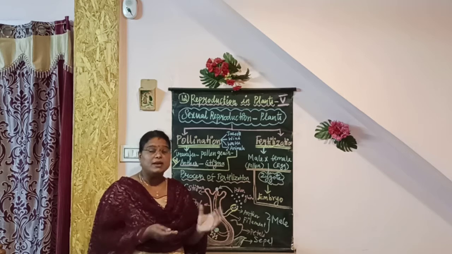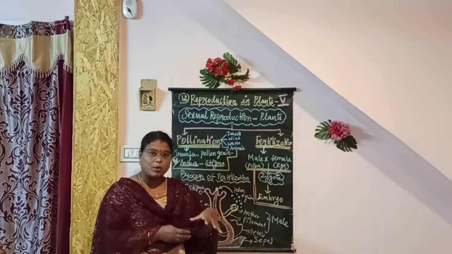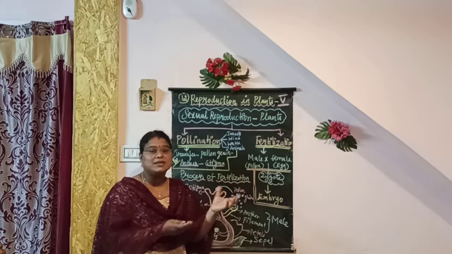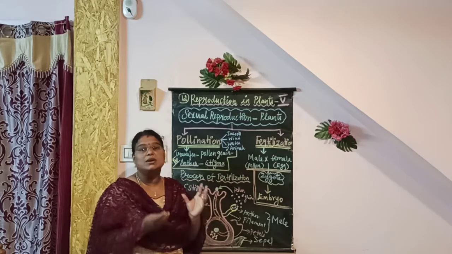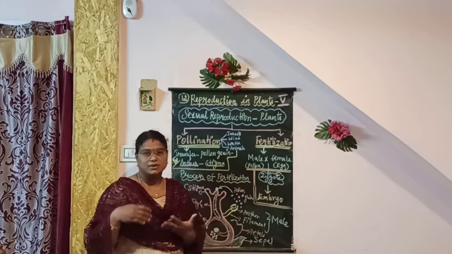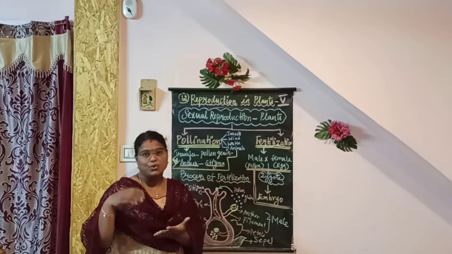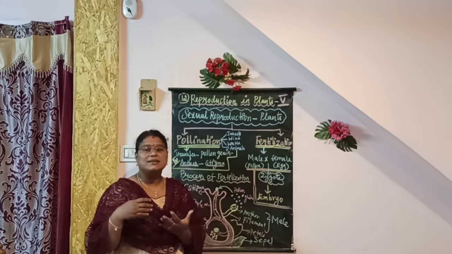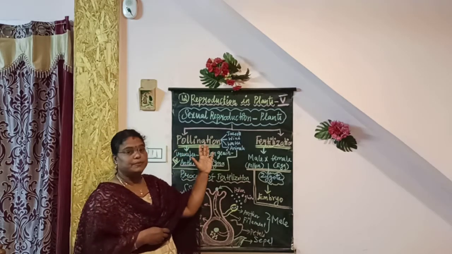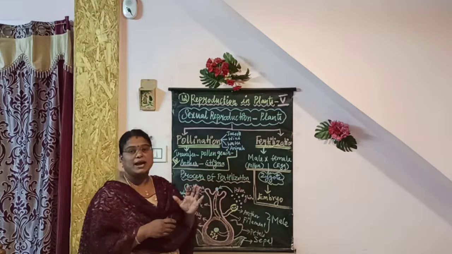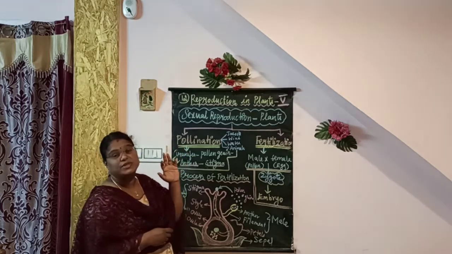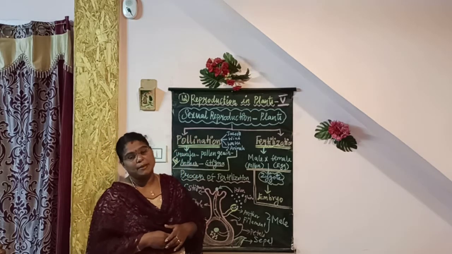As I told you already, through vegetative propagation the plant grows fast and bears fruit sooner, but through sexual reproduction the plant grows very slowly, and it takes more time to yield a fruit. And children, this is about sexual reproduction in plants, and this is the last part of this chapter. Part 5 is the last part of this chapter, reproduction in plants.